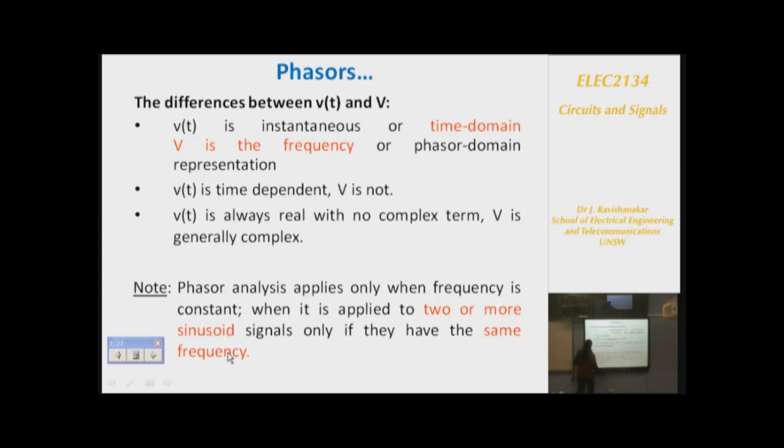So the basic difference here is between V of t, that is the time domain value, and the frequency domain value. V of t is instantaneous, the time domain value, and the phasor we have to put as V bar. V bar is actually the phasor domain. V of t is time dependent. This is not time dependent. V of t is always real and there is no complex term. It varies with respect to time. Here there is no variation with respect to time, but it is always complex. So the time variation, actually, we are converting it into a complex quantity.